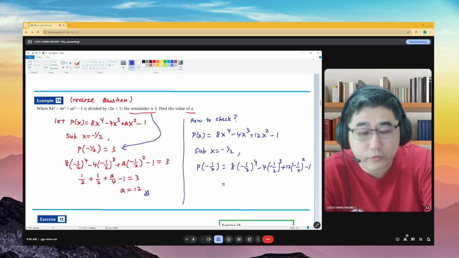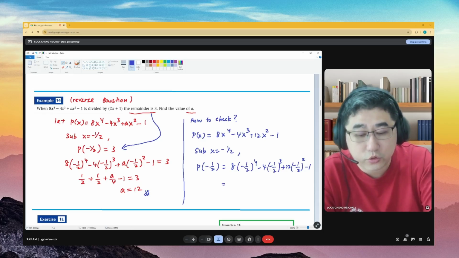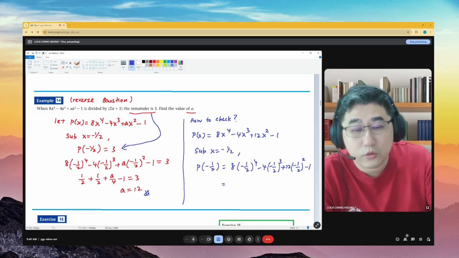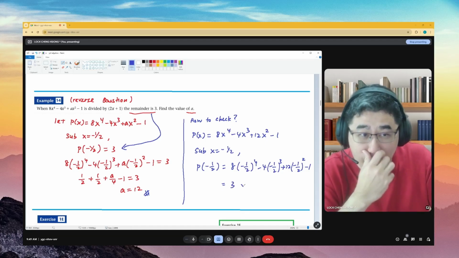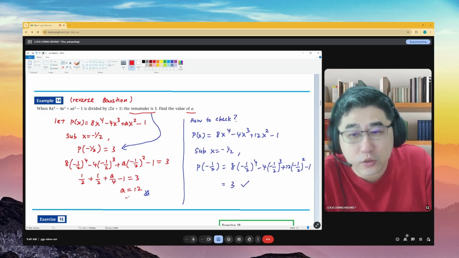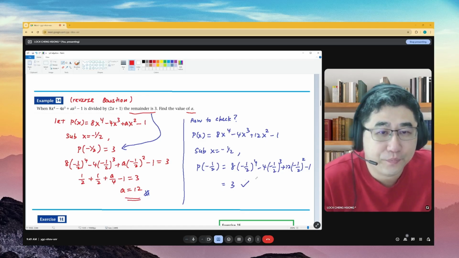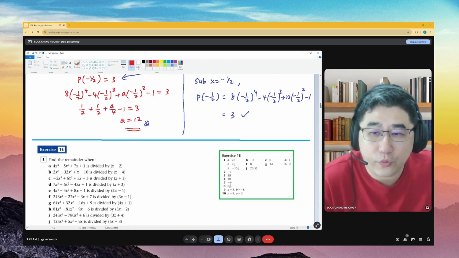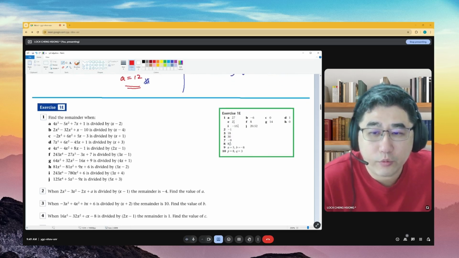For those who are good with the calculator, of course you can use the calculate button. So 8x to the 4 minus 4x cubed plus 12x squared minus 1. Press the calculate button with negative 0.5. It gives me 3. Then you know that your answer of a equals 12 is correct. No problem with that.